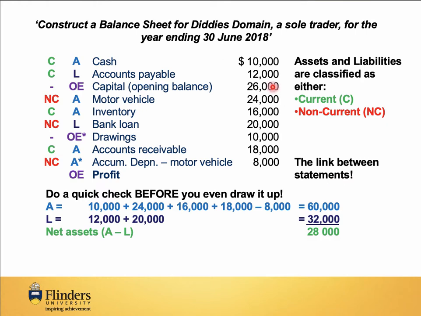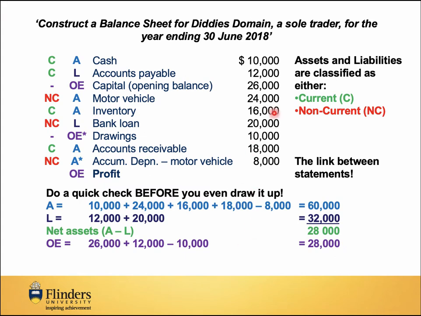And next step would be looking at the owner's equity and calculating the total for that. So owner's equity, we take the opening balance of capital, 26,000, plus the profit that we calculated, 12,000, minus the drawings of 10,000. That gives us 28,000, which is equal to the net assets. So let's prepare the statement of financial position or balance sheet.